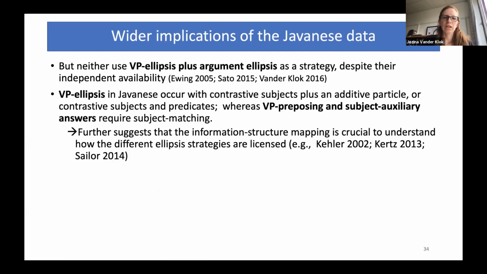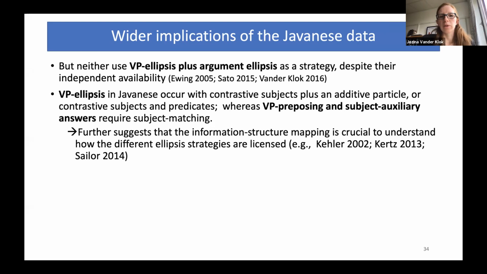But what is interesting in the Javanese case is that neither type of answer, auxiliary only or subject auxiliary answer, uses the VP ellipsis plus argument, optionally argument ellipsis as a strategy despite their independent availability.